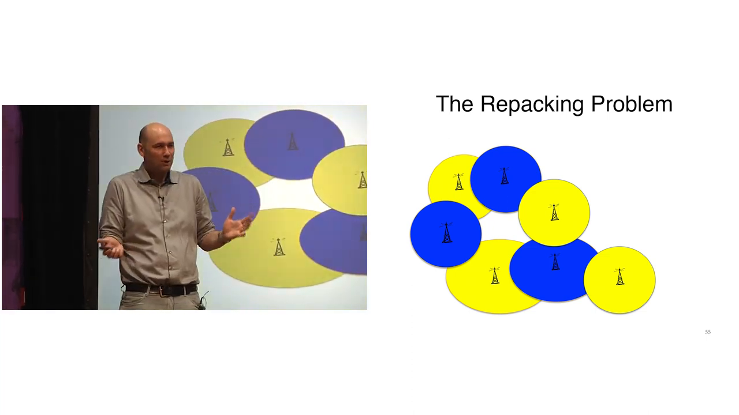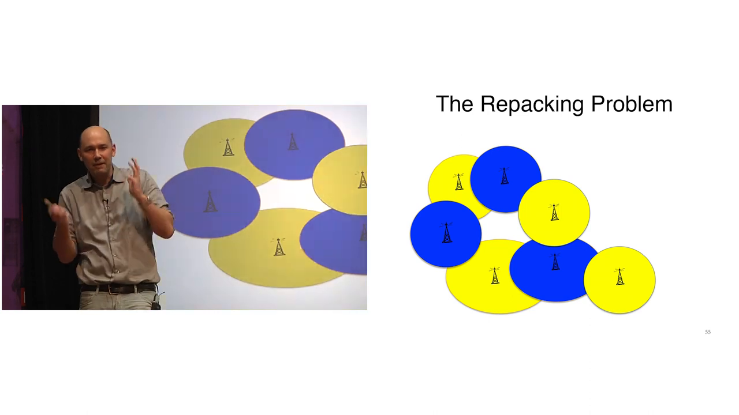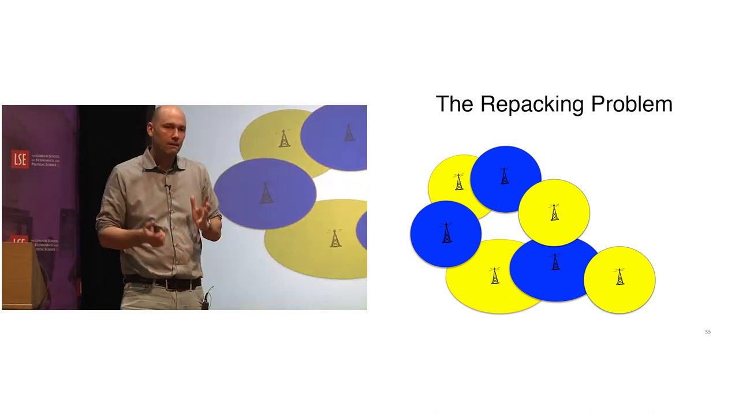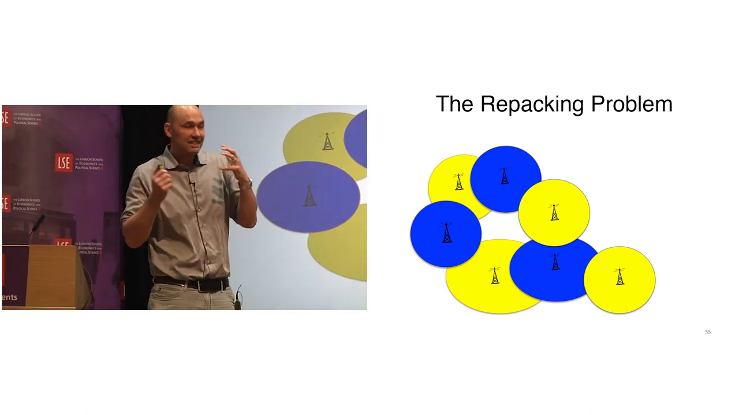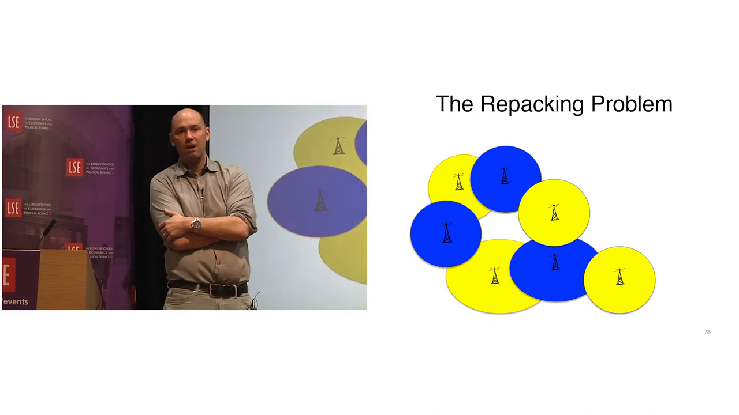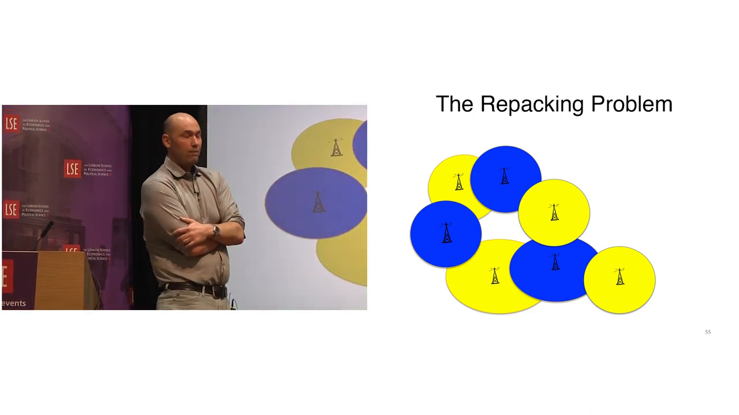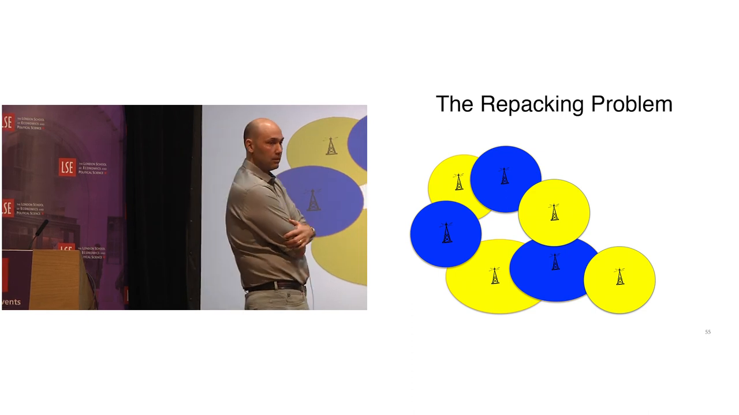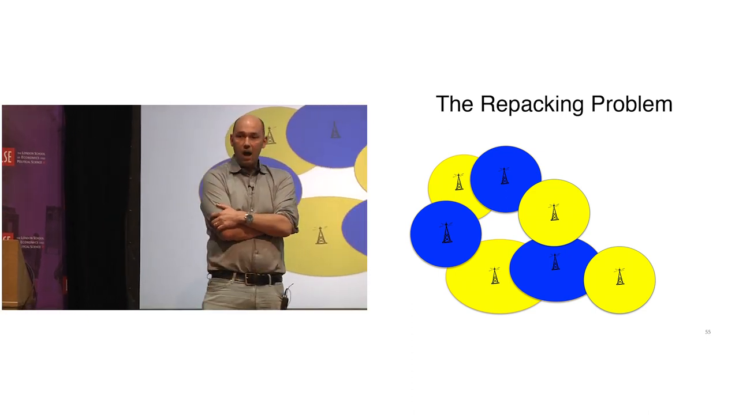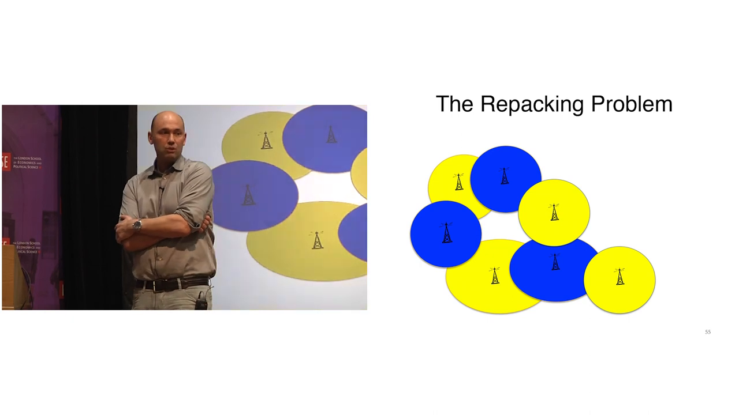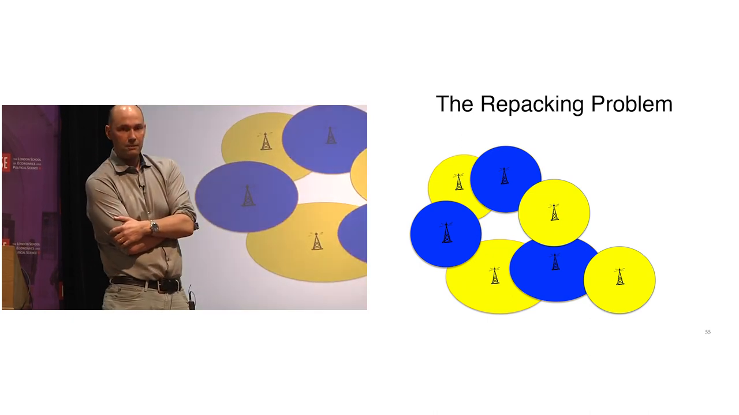So I hope this looks a little familiar to all of you. We were talking about this exact problem 15 minutes ago. This is exactly the map coloring problem. Okay? And we talked about how the map coloring problem is NP-complete, and we talked about how NP-complete problems do not seem to have fast algorithms.